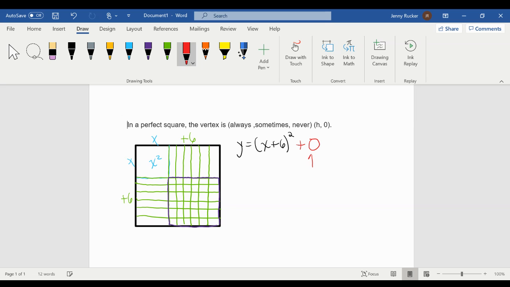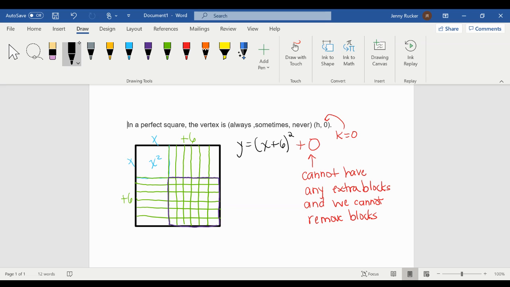0 out here because we cannot have any extra blocks and we can't remove blocks. So if we want a perfect square, we're going to have a k value of 0. So our equation, x plus 6 squared, is really x plus h squared.